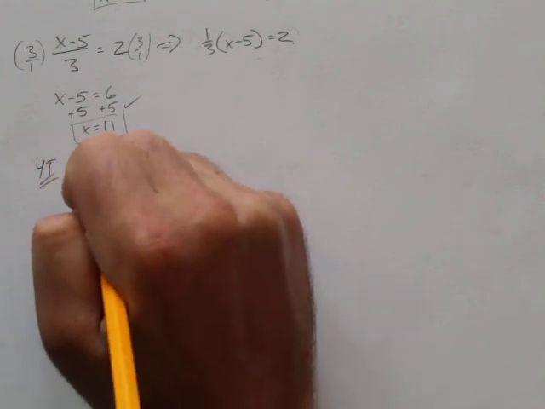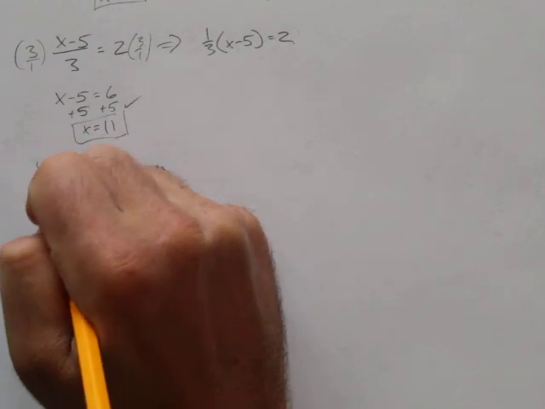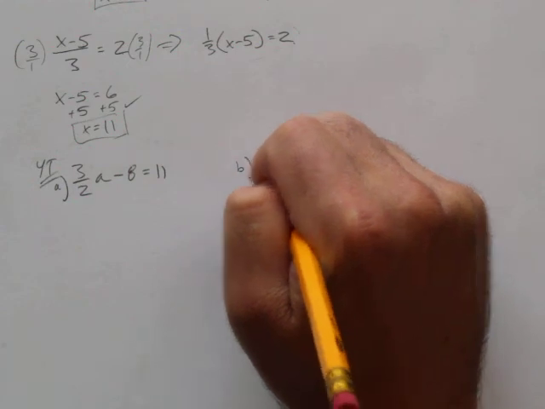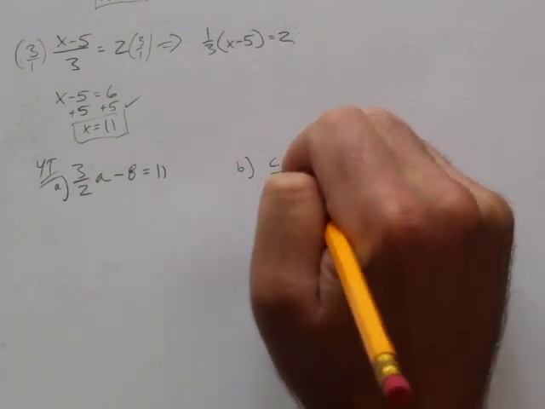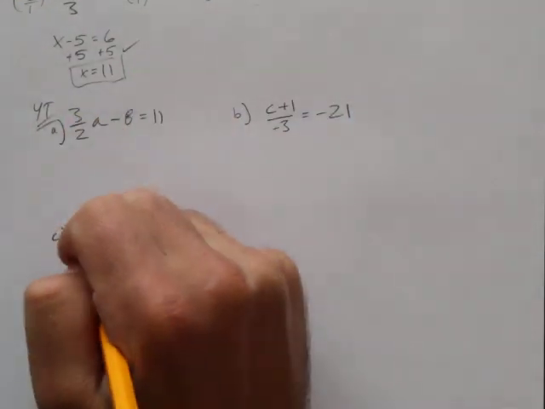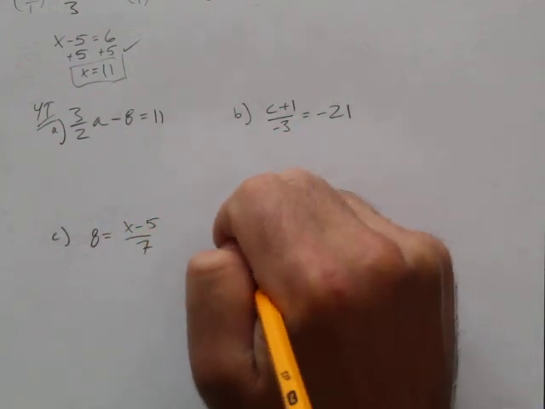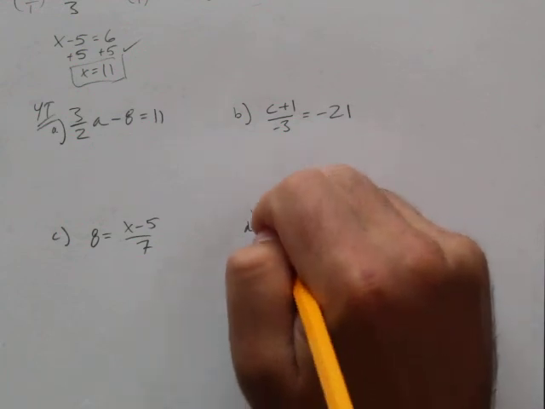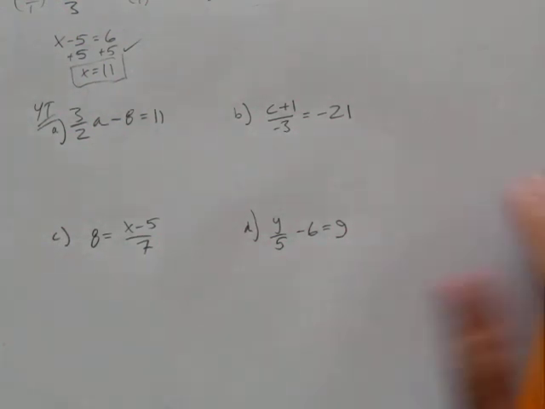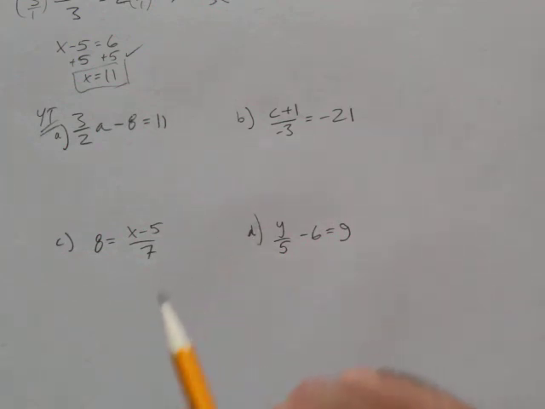A: 3 over 2 a minus 8 equals 11. We're going to do this one, and then I'm going to have 4 altogether. B: C plus 1 over negative 3 equals negative 21. C: 8 equals x minus 5 over 7, and D: y over 5 minus 6 equals 9. All right. Get to work on these, and then we'll go over them together. Pause and get to work now.